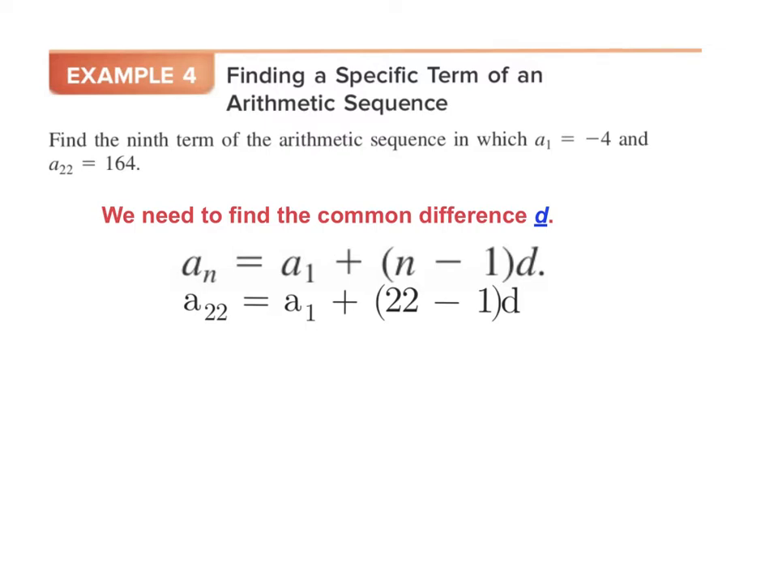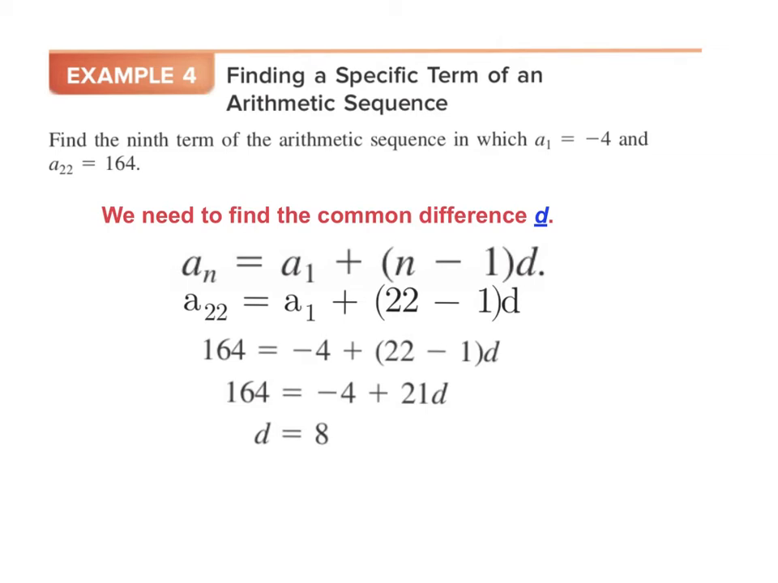Okay, so now I'm going to plug in. So 164 for a sub 22, -4 for a sub 1. Now go ahead and finish it. Solve for d. Okay, so what's d? 8. So I go through, solve, combine, d equals 8.